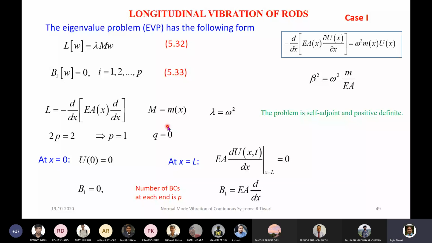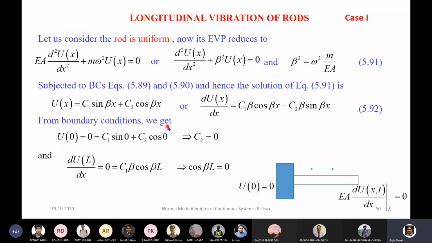Now we are considering the uniform rod. So that means EA is constant, so that has come out from the differentiation, and also M is now constant. So the eigenvalue problem we wrote like this with EA constant and M constant. And now I divided by EA. So I got this, where beta square I'm now defining as omega square M by EA. Once I divided by EA, this quantity I'm defining as beta square.